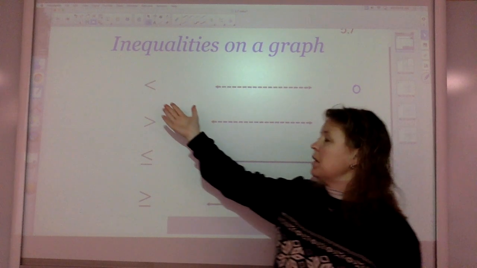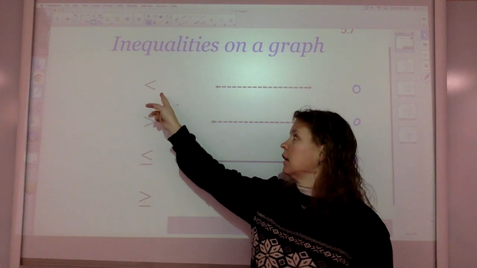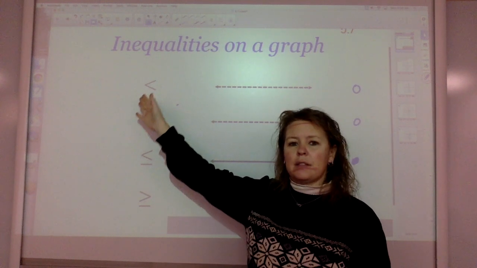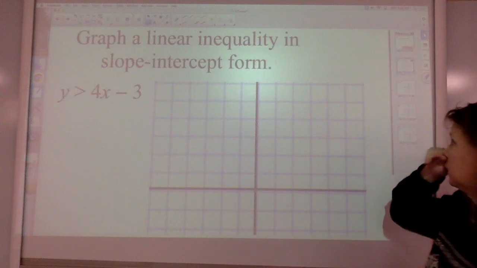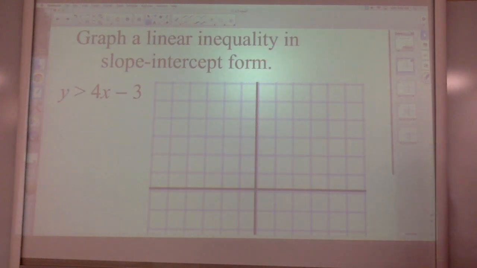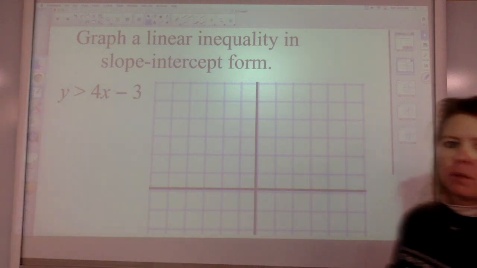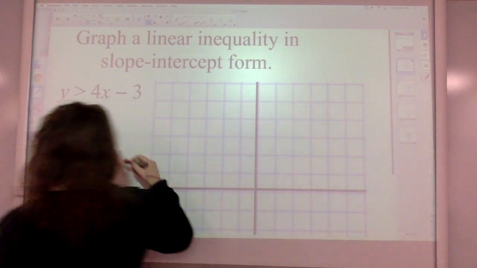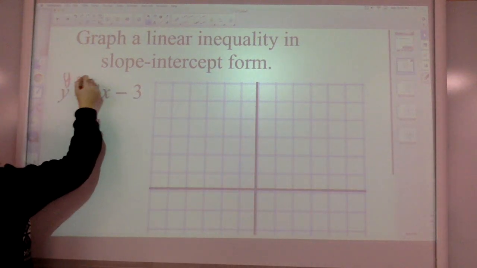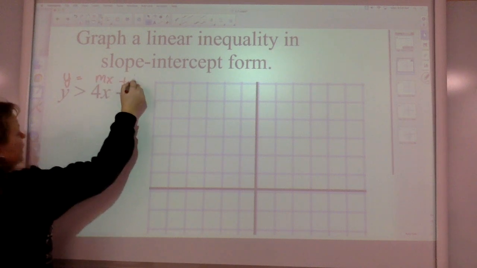But then there's also going to be some coloring involved. Yay, we get to color. Because you're going to want areas that are less than and greater than, not just exactly the line. So what it looks like, if it says graph a linear inequality in slope-intercept form, the first couple will give it to you in slope-intercept form as a reminder.